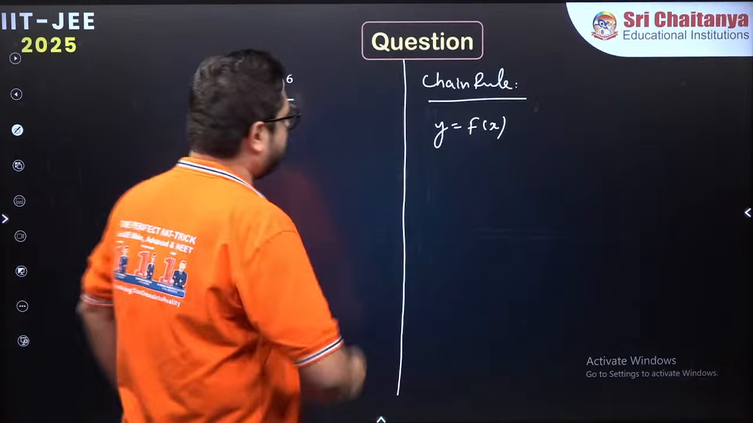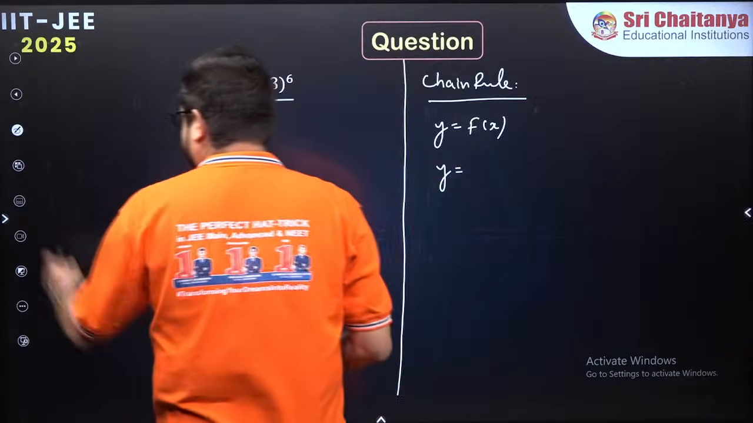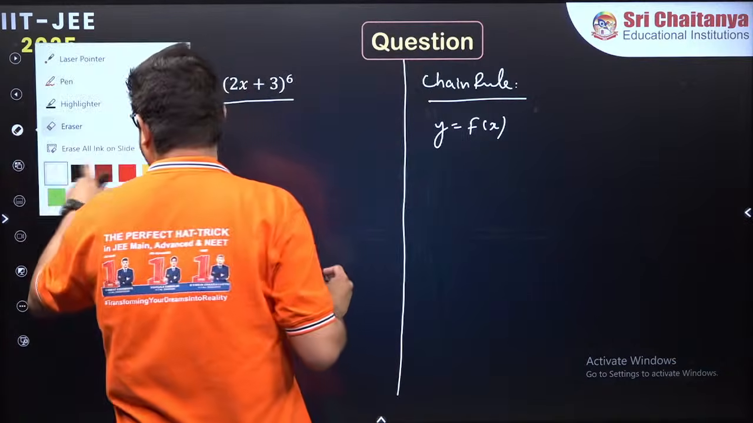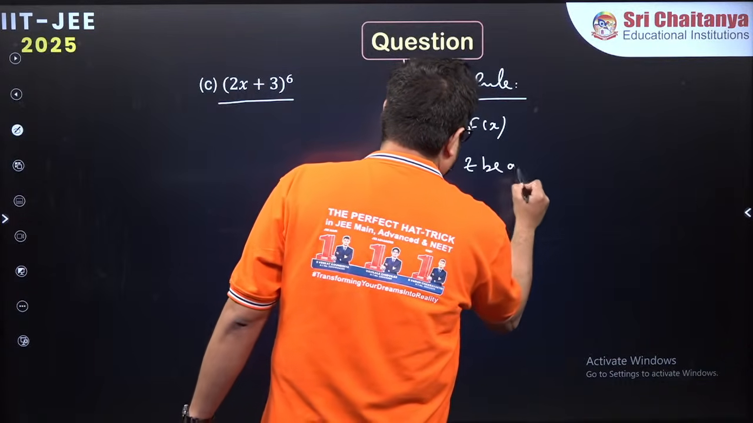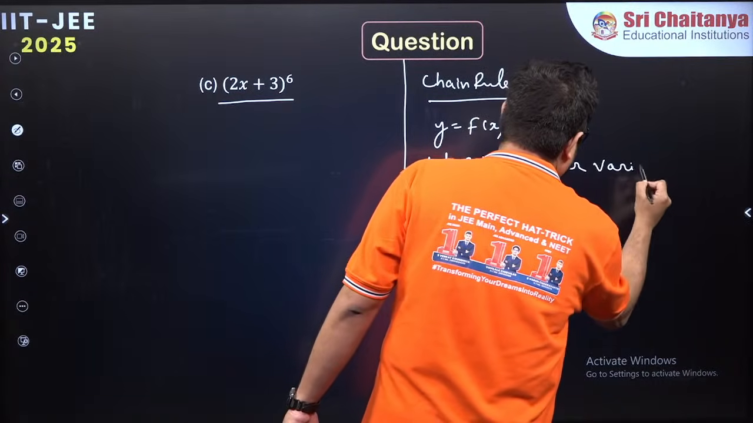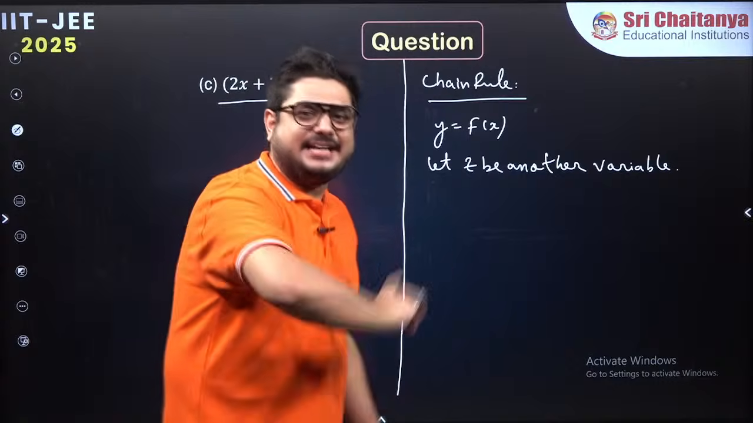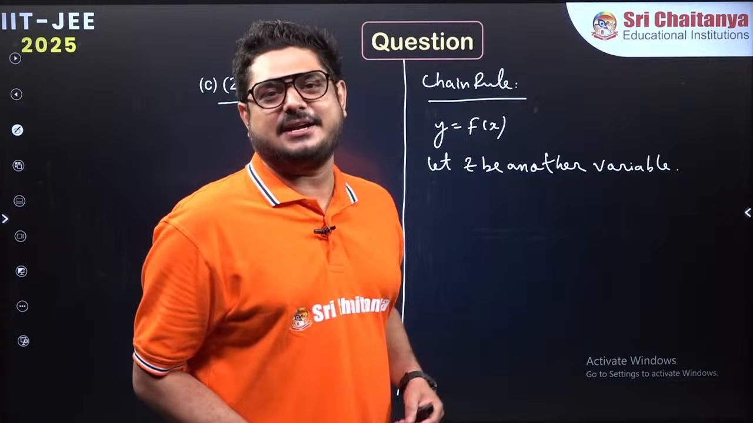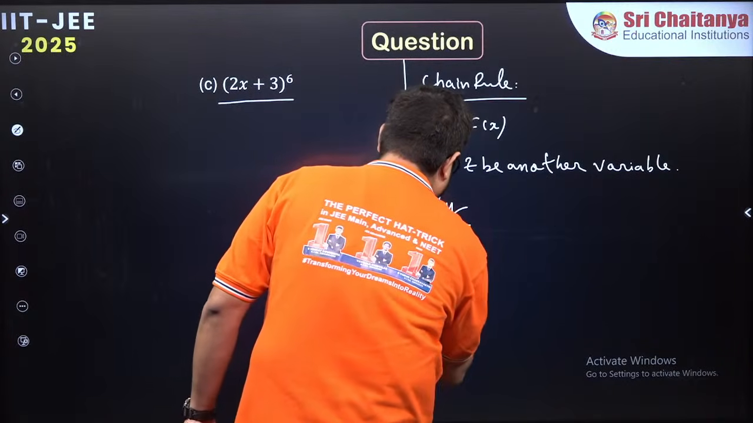So now, if I say that, let's try to assign another variable over here. We are trying to assign another variable. Let z be another variable. So now we need to write it down, an equivalent of dy by dx. How to write it down? So I can write it down as dy by dx.